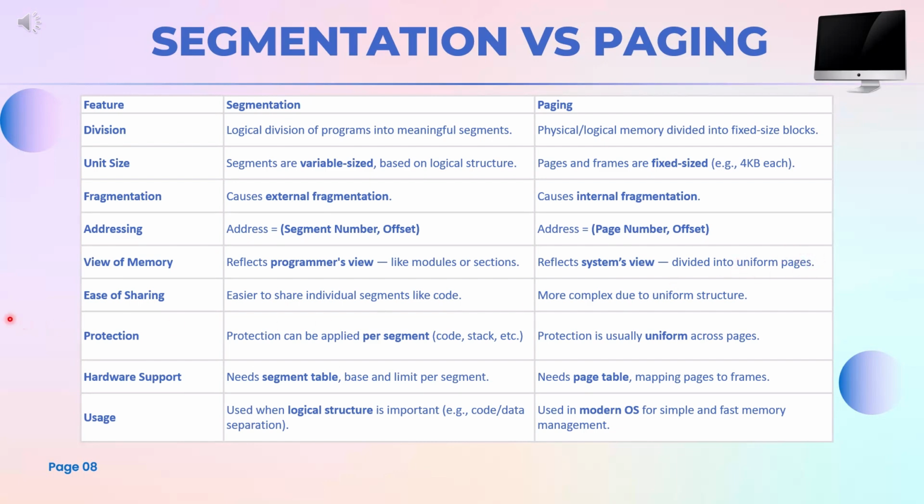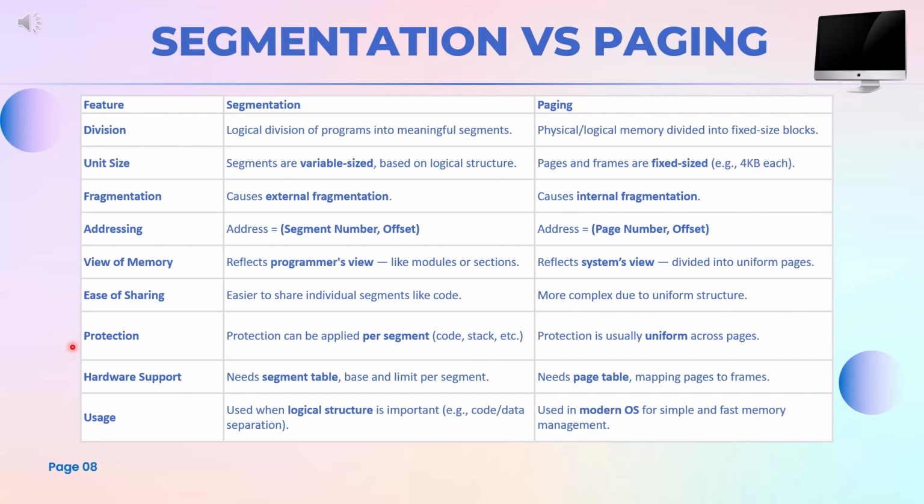Moving further, we have ease of sharing. With segmentation, it's easy to share specific segments like code or libraries between processes. In paging, sharing is possible but more complex and less flexible due to uniform structure.